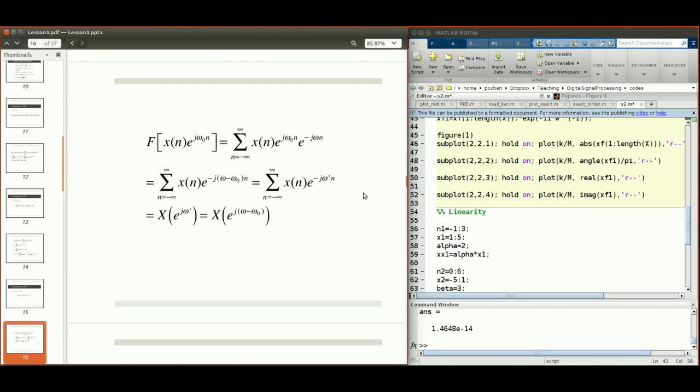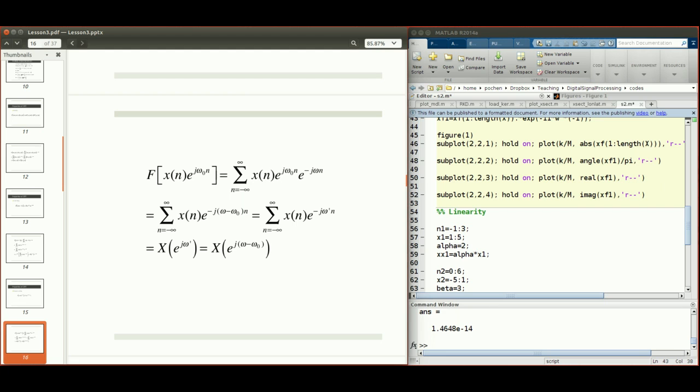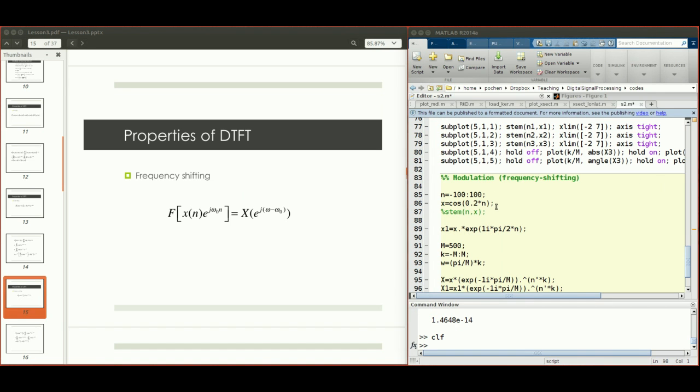But let's look at what this formula actually means in Matlab. Now let's look at how we can validate this frequency shifting property in Matlab. This frequency shifting is also called modulation, actually.